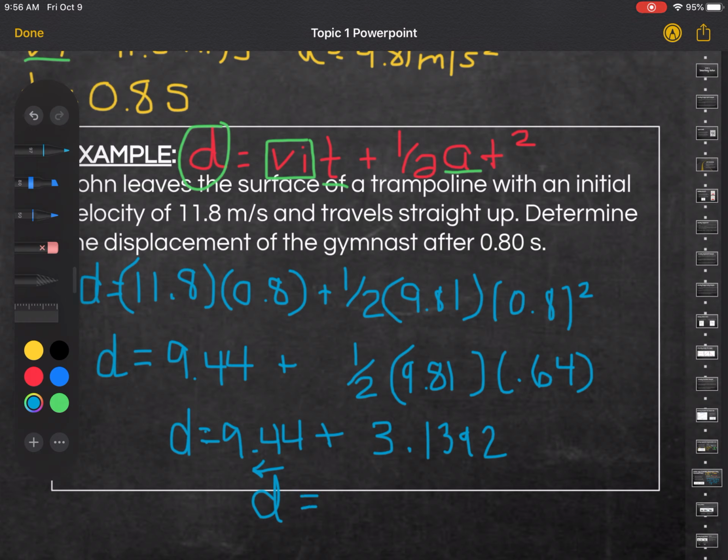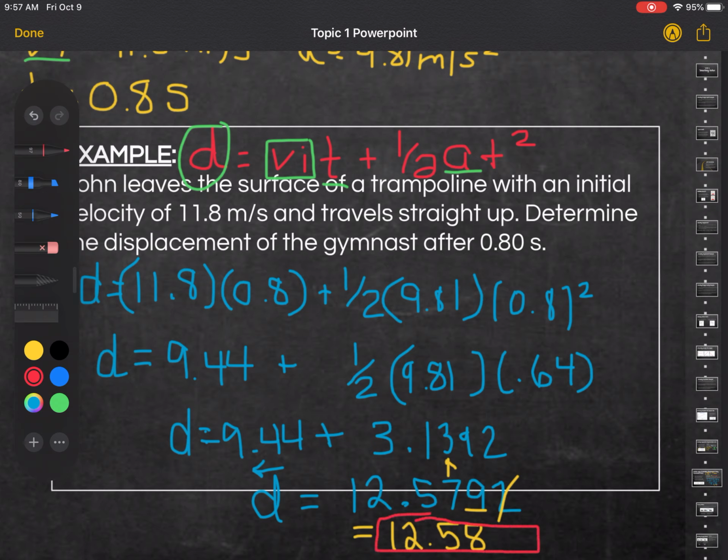I should have an arrow there. And the answer I get is 12.5792. We want to have 2 decimal places, always. So we would get rid of that one. We look at this 9. Is it higher than 5? It is, which means this number is going to go up. So our final answer should be 12.58. Okay? And this is a displacement, and it's in meters.